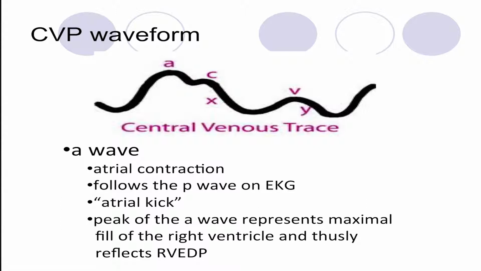The peak of the wave represents a maximal fill of the right ventricle. So that's also your right ventricular end diastolic pressure. That's a lot of information from a tiny wave on the CVP that we don't look at.